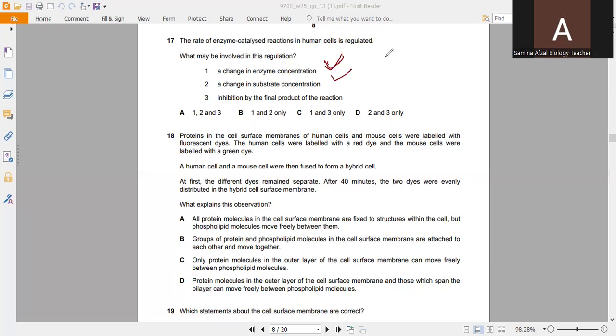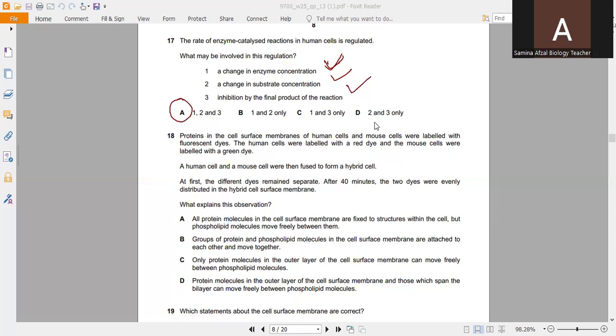Statement 3, inhibition by the final product of the reaction. End product inhibition is a classic mechanism where the final product inhibits an enzyme earlier in the pathway to prevent overproduction. So according to this, all three statements are correct, and the answer will be option A, which shows these three statements are correct. So A is the correct option.